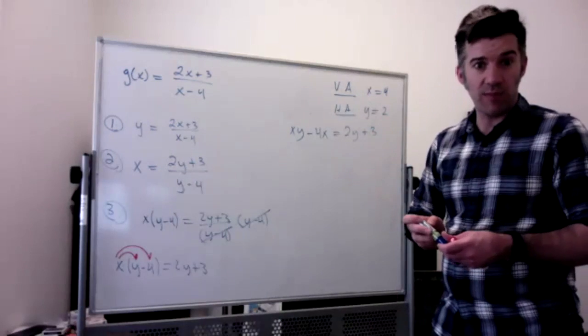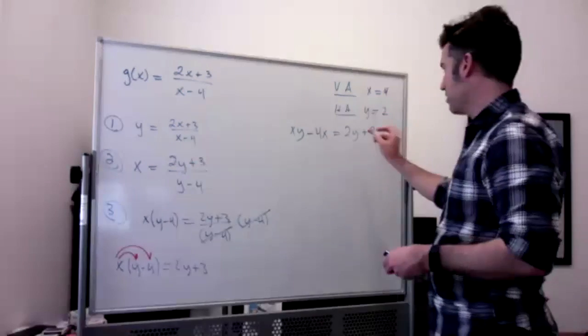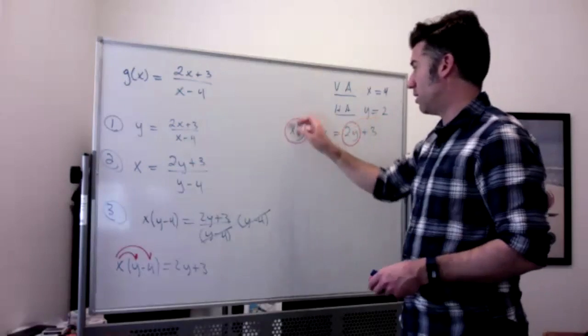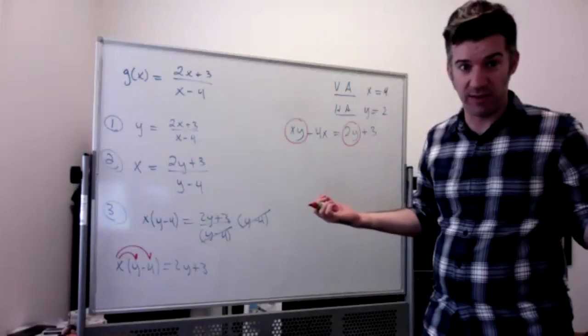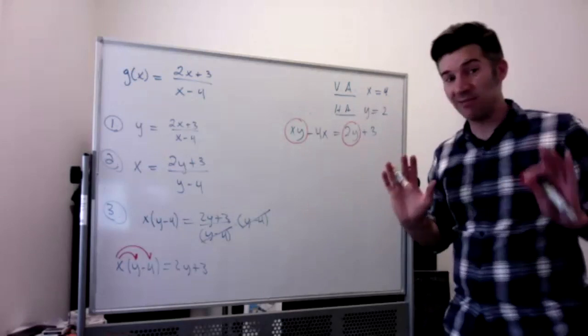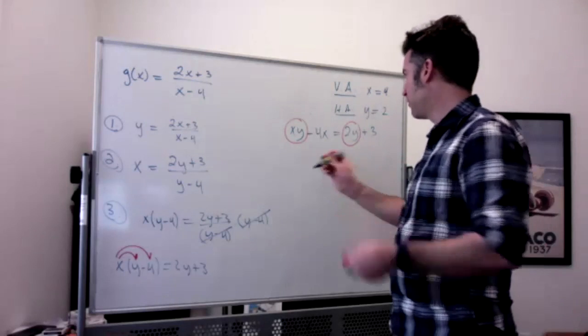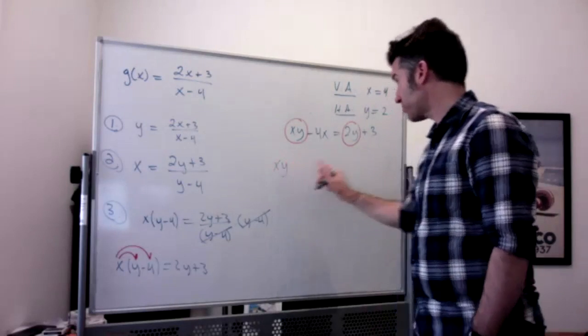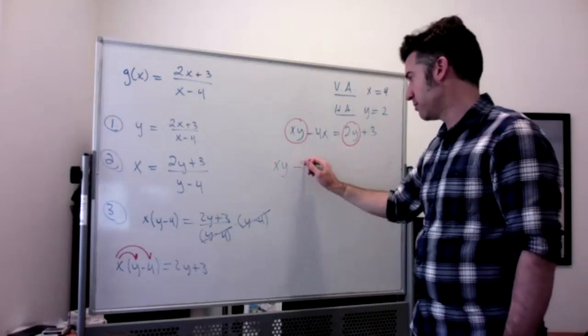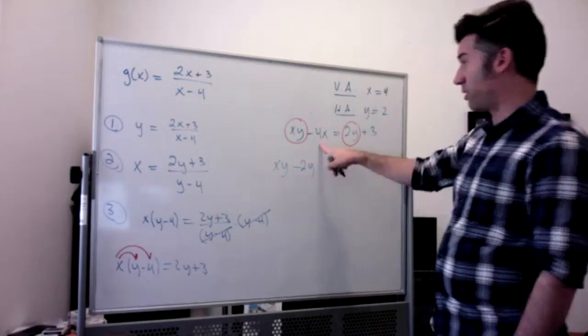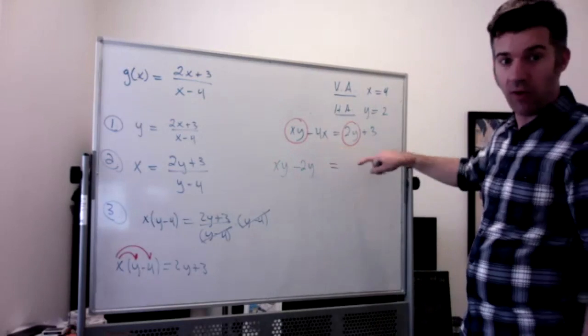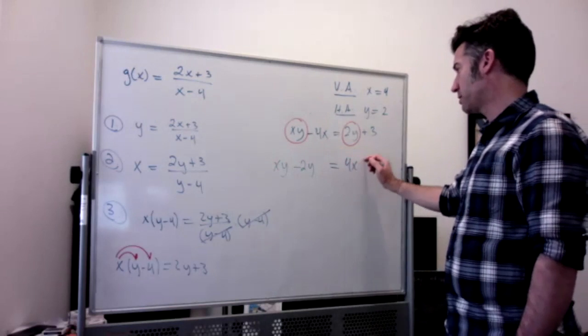And now our job is to group all the things that have y on one side and all the things that don't have y on the other side. It doesn't matter which side you pick. Let's bring all the y's to the left. So I'm going to have xy minus 2y equal to, I'm going to bring all the not y's to the right. So I'm going to add 4x to get 4x plus 3.